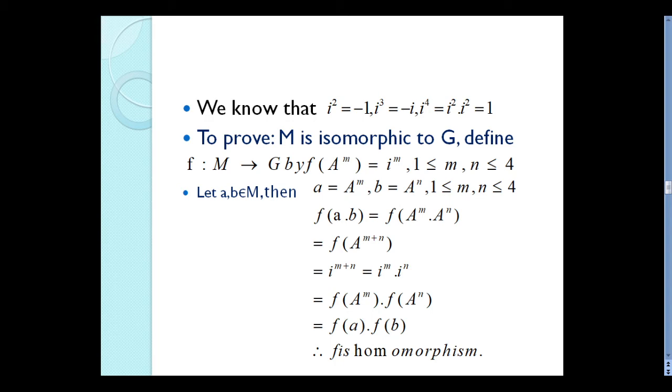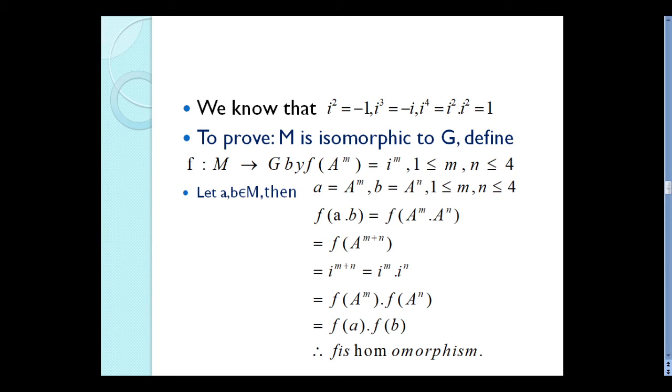When you notice the elements, all the powers of i square, you get the same elements which are located in G. So here i is a generator. i is a generator we can take. So we write it in general form i power m. f of a power m is equal to i power m, where 1 ≤ m, n ≤ 4, because we have only 4 elements. So we have to calculate i from 1 to 4.